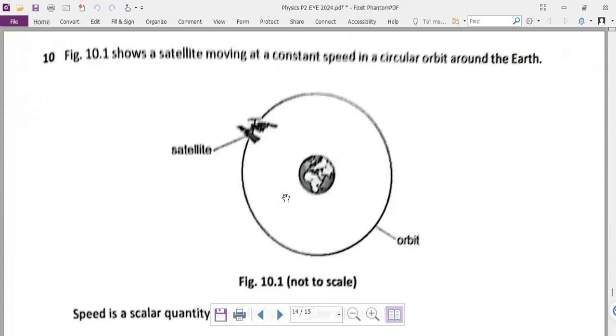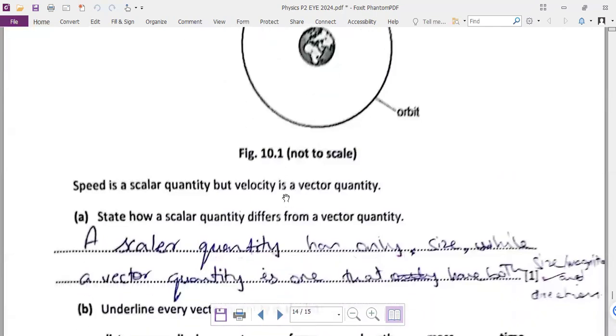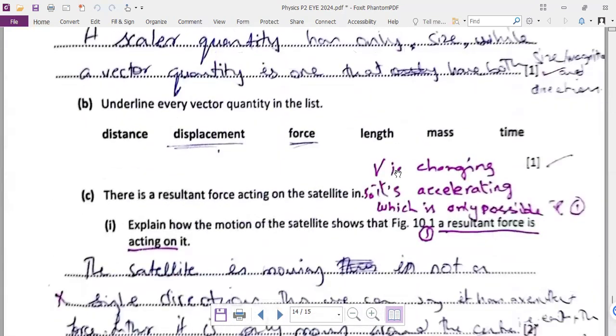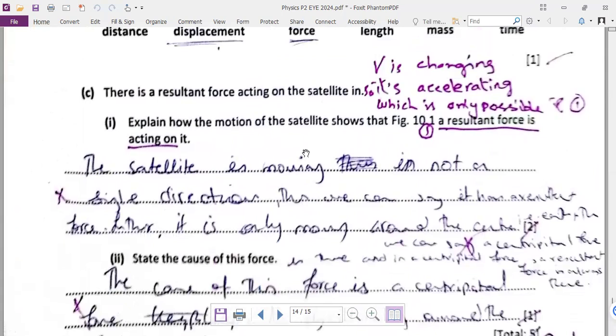Question number 10: a satellite is orbiting around Earth. The scalar and vector difference, you know very well. Scalar doesn't have direction, vectors have direction. We need to underline the vector quantities, which are displacement and force. So, he is losing marks in this question, so let's see.